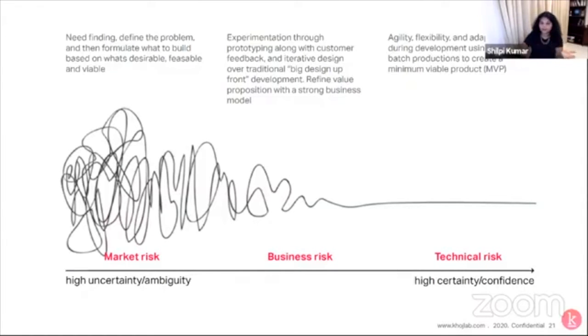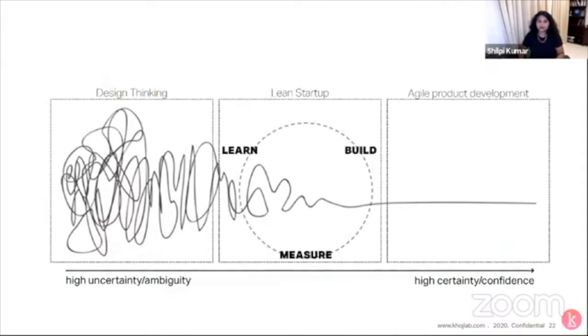Not to say that they are linear processes. It's very important to think about business risk and technical risk when you're talking about market risk. But more or less, this is how you can think about reducing risk as you become more and more clear about the idea. This is one way of looking at different methods and how the role of the designer shifts as we move from design thinking in the early part of the process, to testing and building the business case, and then looking at the development side of things.